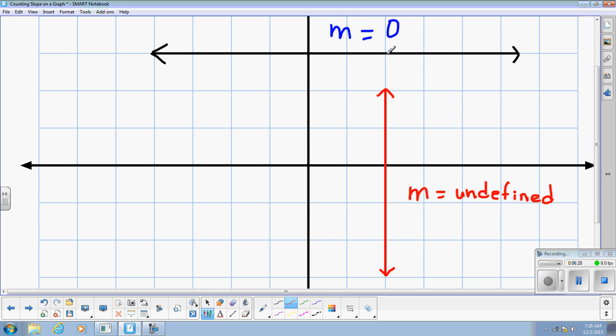There's really no calculating to do. We need to just understand that that is 0. And undefined is just an up and down line. It never moves left and right. So if it doesn't move left or right, we call it undefined. If it doesn't go up and down, we have a slope of 0.